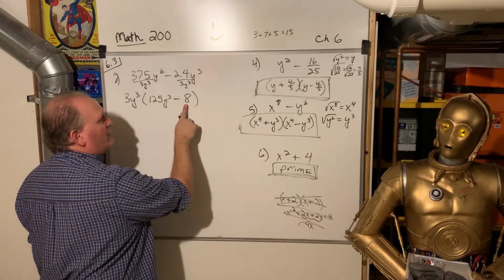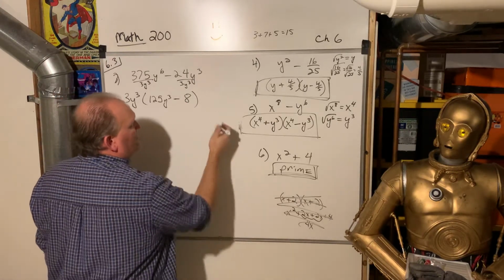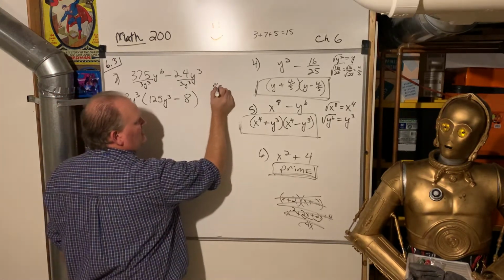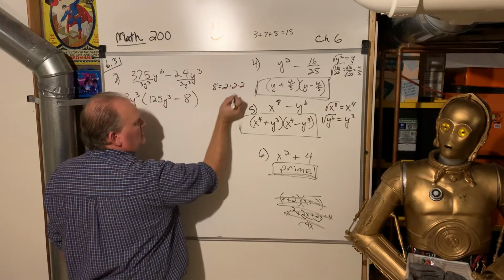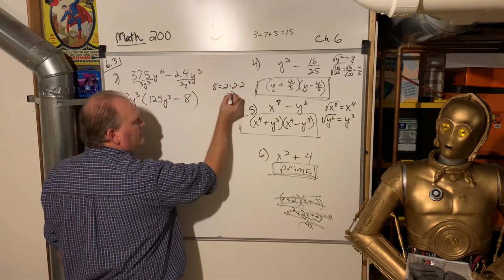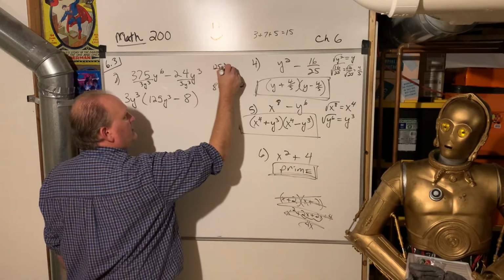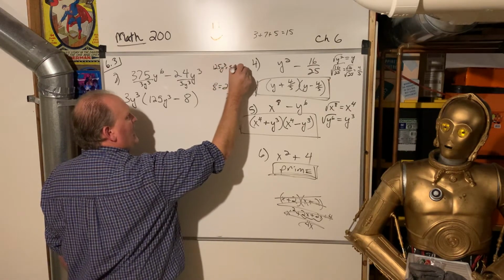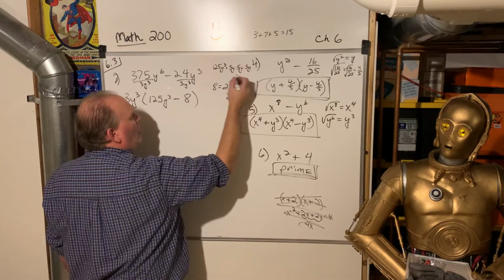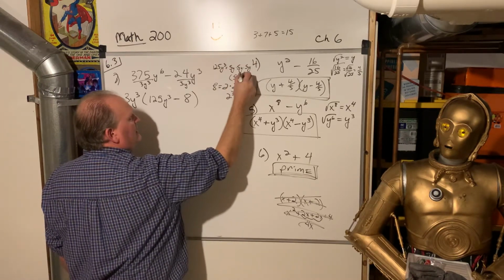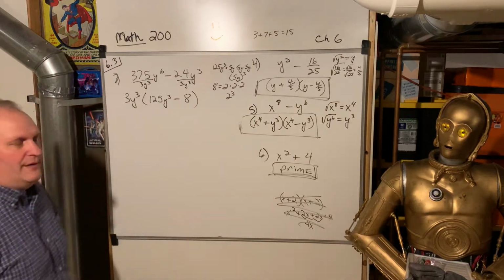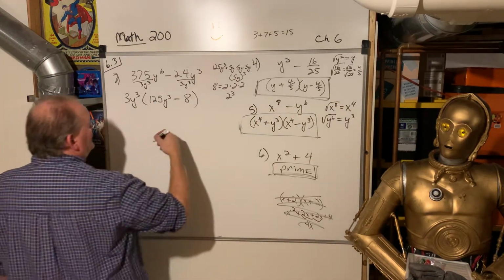So is 8 a perfect cube. What do I mean by a perfect cube? What I mean is 8 could be written as 2 times 2 times 2, or 2 to the third power. 125y cubed could be written as 5y times 5y times 5y, or 5y to the third power. All right? And that's factorable.